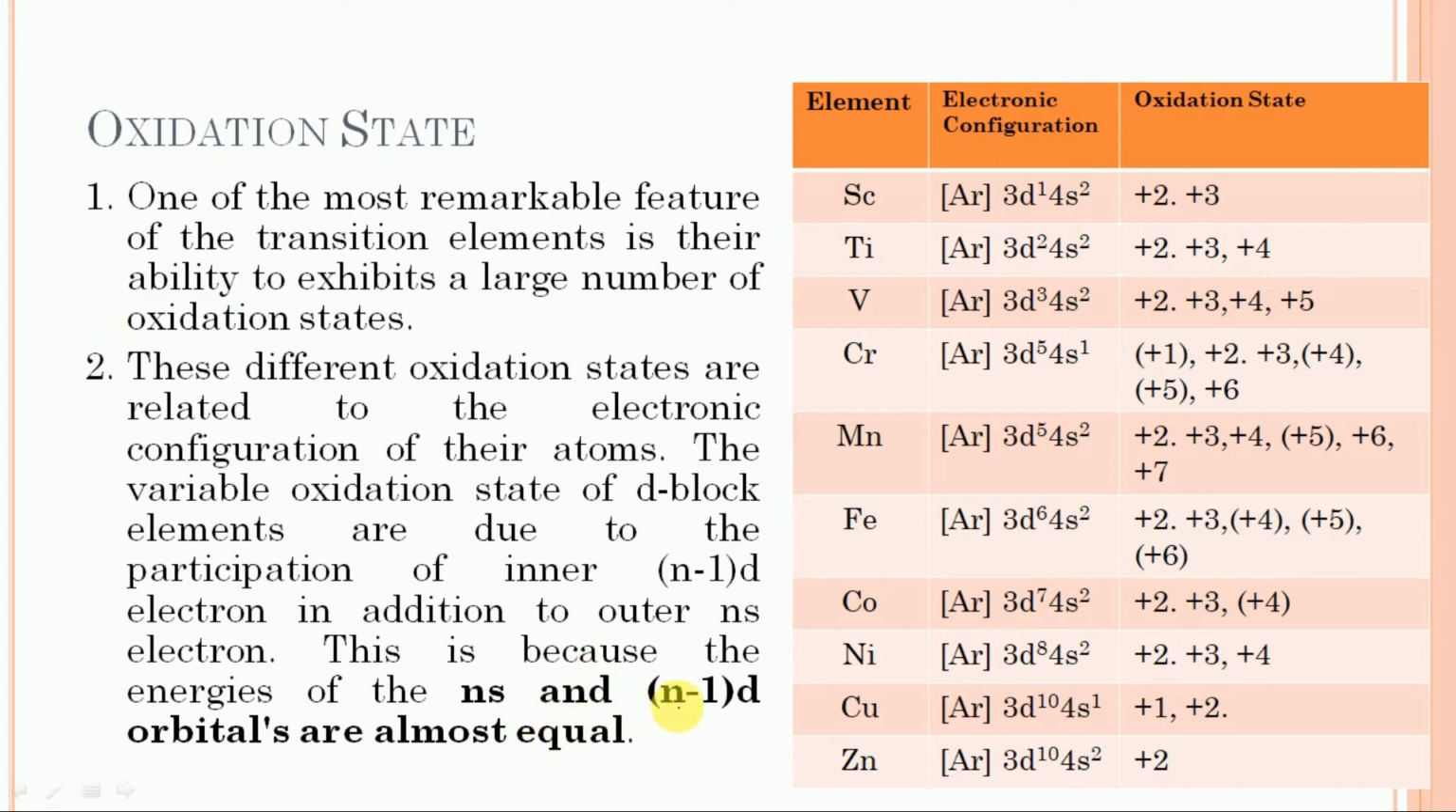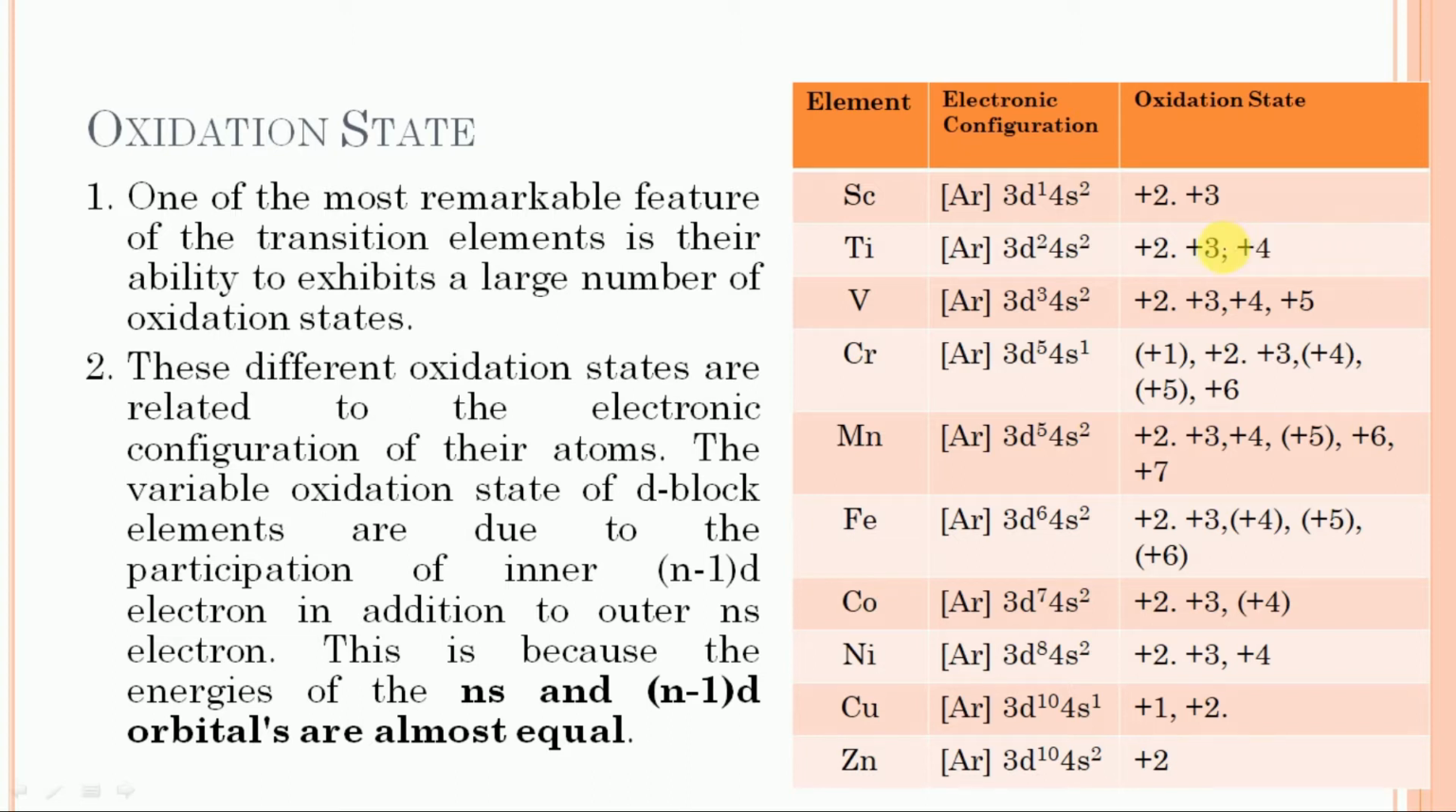inner (n-1)d orbital, and in addition to this, ns orbital electrons. This is because the energy of ns and (n-1)d orbitals are almost equal. So let us study the various oxidation states of the first transition series.